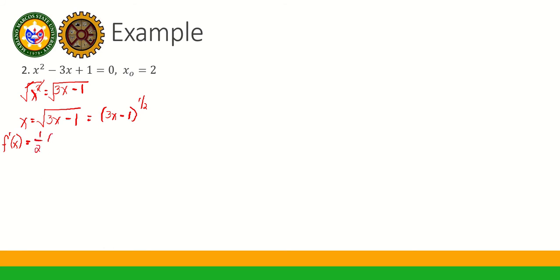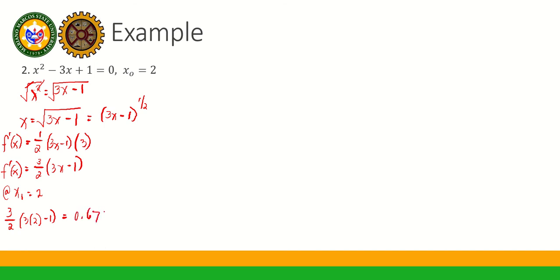This is equal to 1 half times 3x minus 1 times 3. Okay, so we simplify this one. F prime of x is equal to 3 over 2 times 3x minus 1. Okay? And we try to plug in x equal to 2. So at x sub 0 equal to 2, this is equal to 3 over 2 times 3 times 2 minus 1, and we will get 0.671. And we can proceed to iteration.